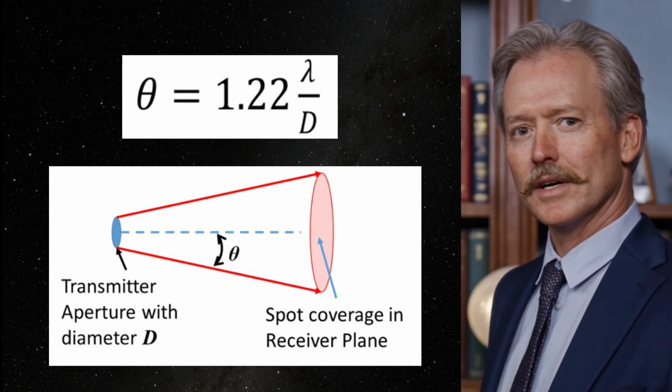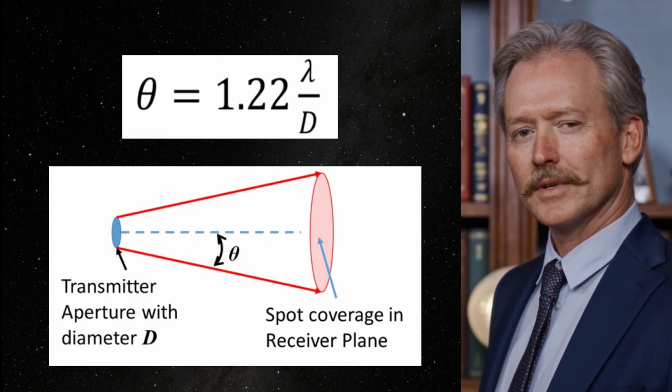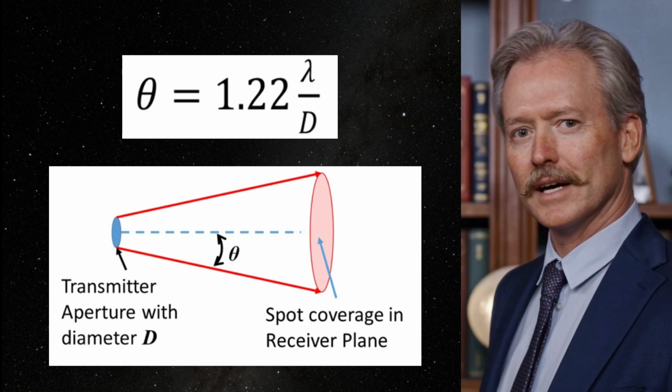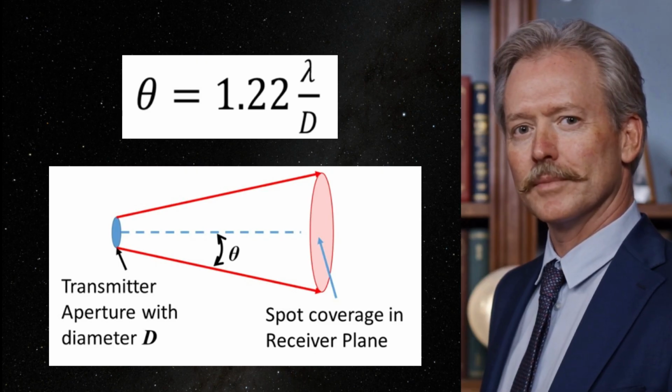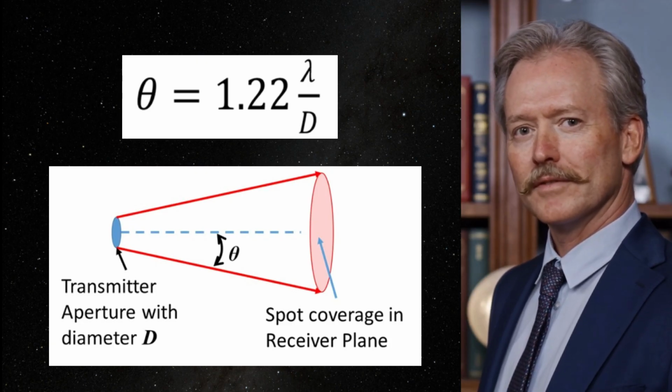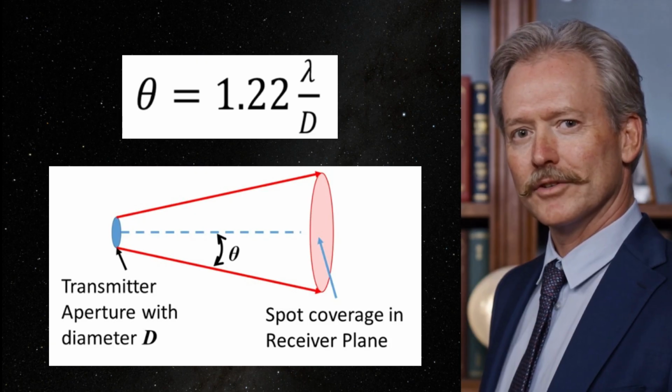Now let's compare an RF beam to a laser beam. Assume that both beams have the same output aperture diameter and power, but the laser's wavelength is 1,000 times smaller than the RF beam's wavelength. The power density of the laser beam at the receiver is 1,000,000 times larger than the RF beam's power density. That's because power density on target is proportional to 1 over the square of wavelength. Obviously then, laser communication requires much less transmitted power than RF.